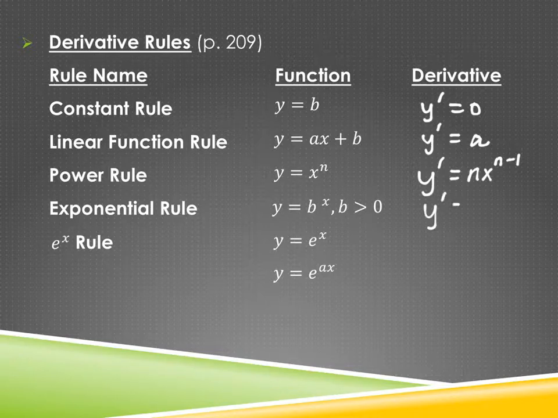So what is the derivative of b to the x? Right, b to the x ln b, though. It's always the natural log of the number, not the variable. b to the x ln b.